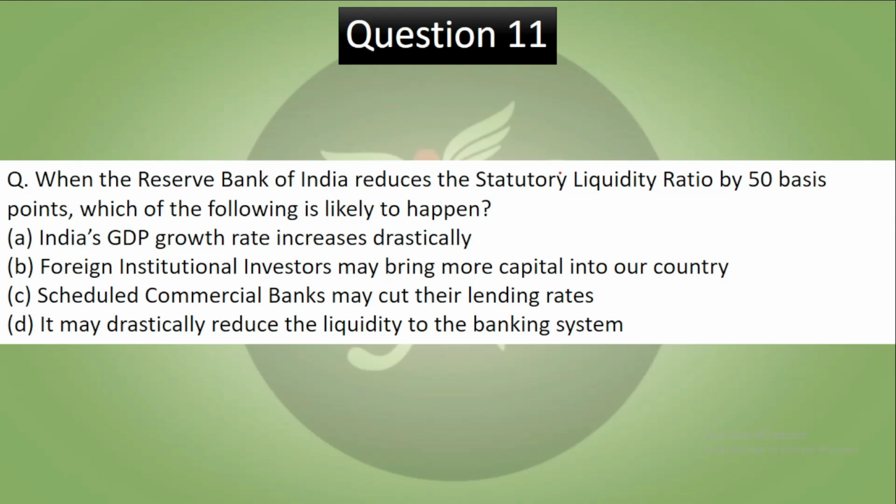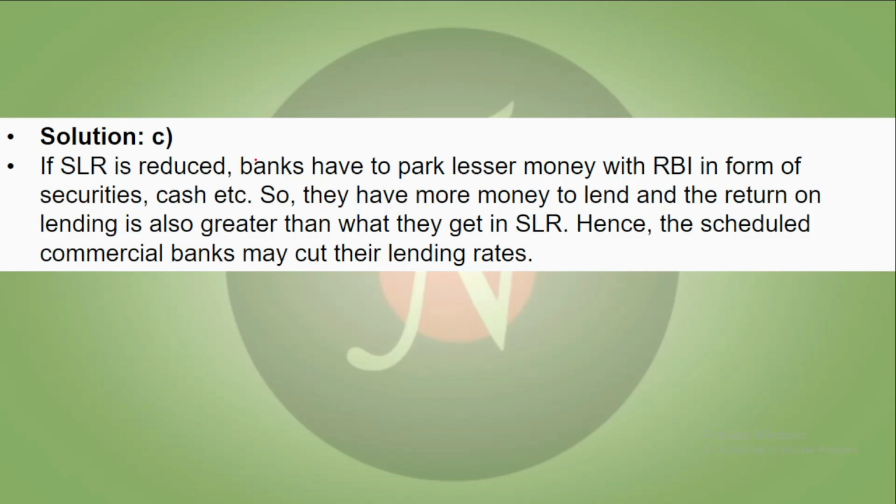Pause the video, try to answer. Now let's see the answer. So the correct answer to this is C. When the SLR is reduced, SLR is the amount of money which the banks have to keep with themselves. Banks have to park less money with the RBI in the form of securities and cash. So they have more money to lend and return.